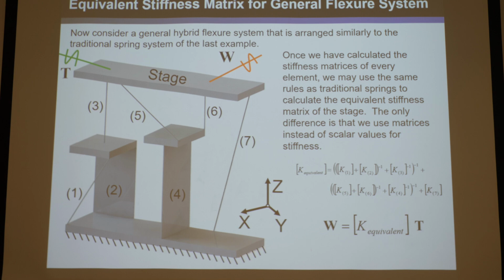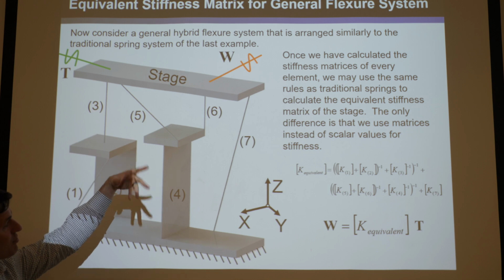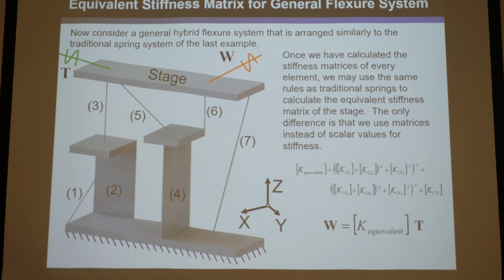So when you do parallel systems, I taught you, you can find the stiffness matrix of each of the elements and add them together, right? Well, if you now have a hybrid or serial or any other combination, you just find the stiffness matrix of each element, and you can use these spring laws of parallel and serial and find an equivalent stiffness matrix.